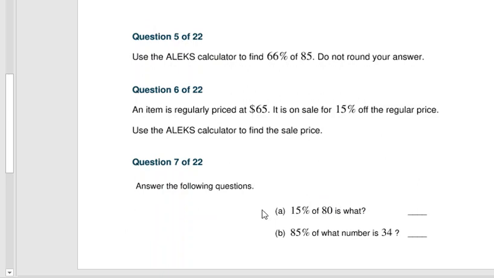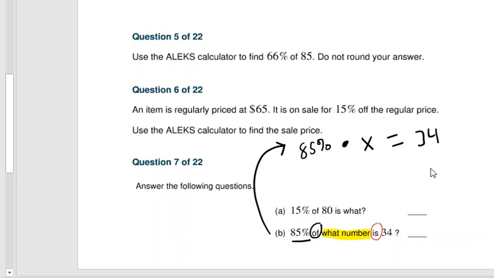Okay, so let's go ahead and do part B. It says 85% of, remember the word of, that's going to be times, what number? Remember, whenever you have what number, that's going to be your variable. And then you have the word is, and that's going to be an equal sign. Okay, so I'm going to go ahead and translate this into an equation right up here. So 85% of is times, what number is an x, is an equal sign, and then we have 34.